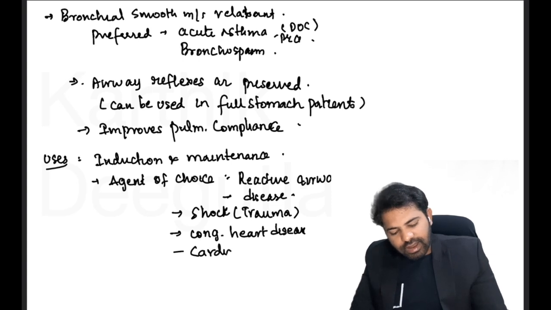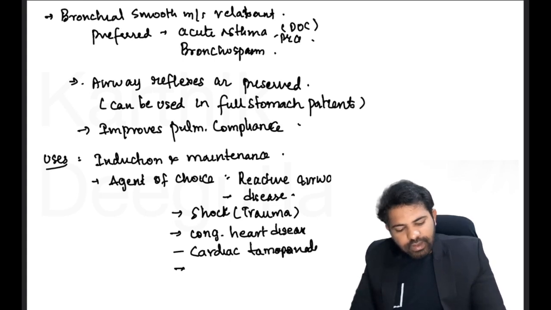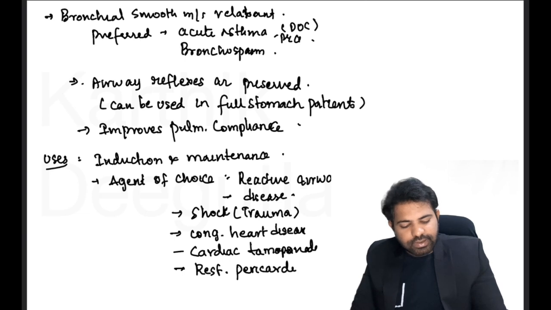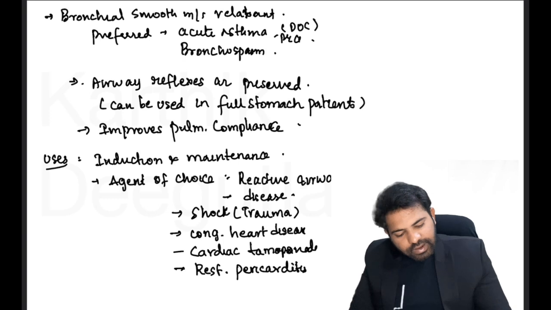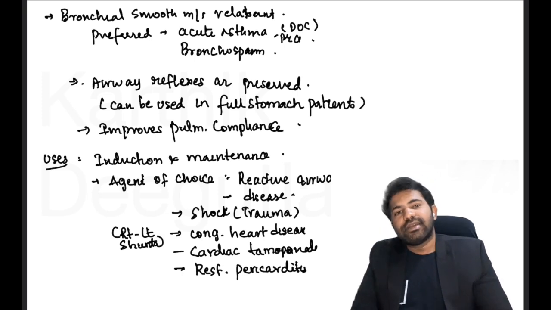In patient with cardiac tamponade. In case of a patient with restrictive pericarditis. Okay, in congenital heart disease, the right to left shunts. So in all these conditions, the agent of choice is ketamine. Clear?